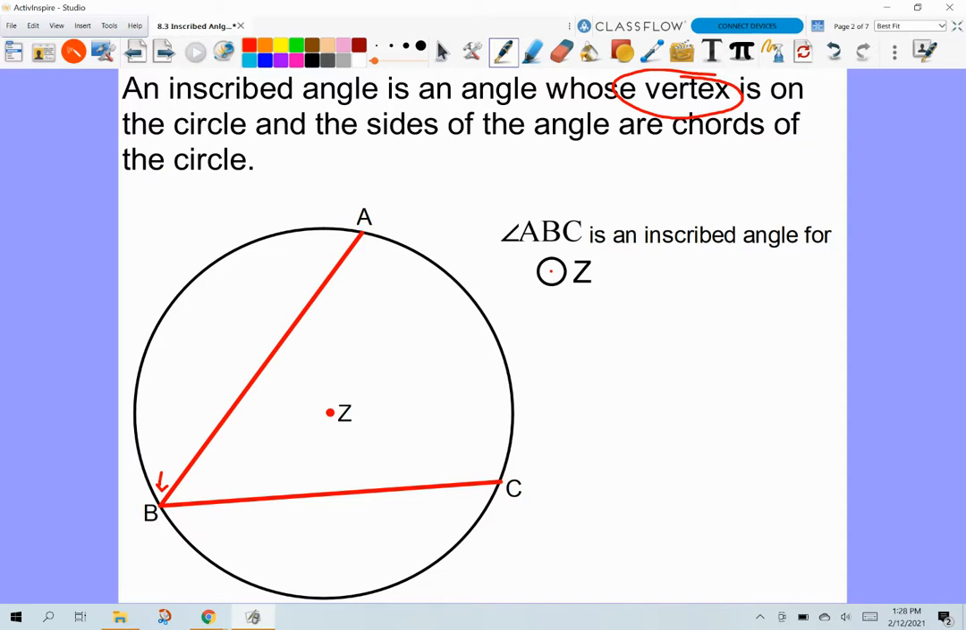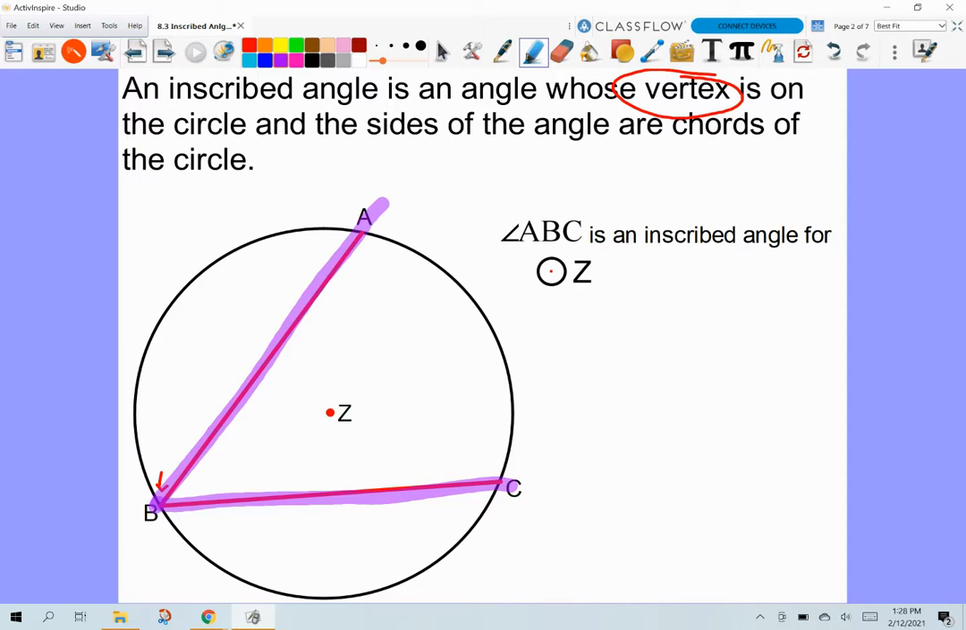Now, there's a whole bunch of different inscribed angles. That's just this particular one. And to throw out a little bit of vocabulary here, the sides of the angle, this piece here, AB, and this piece here, CB, those are chords of the circle. That'll come back into play later, but just a refresher on the vocab.